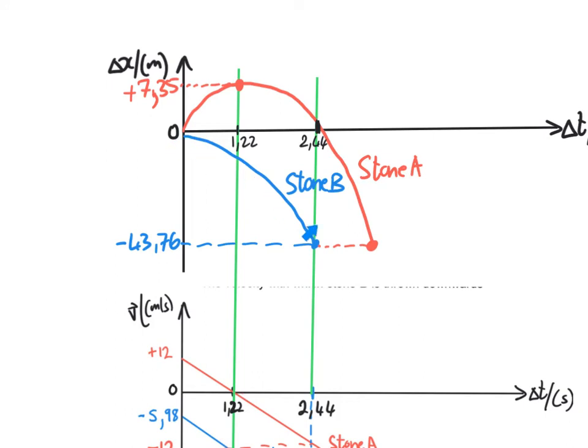Now, if we go to the change in position, what we do know is the following, that both graphs are going to be parabolas, because stone A and stone B are both accelerating. They're not traveling at constant velocities. They're accelerating. Stone A starts at 0.